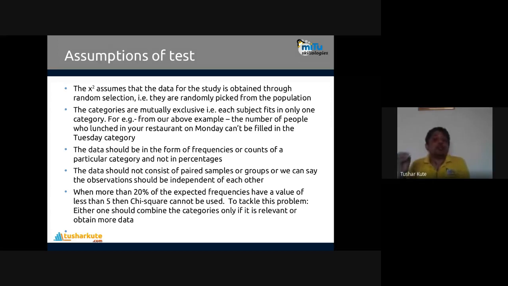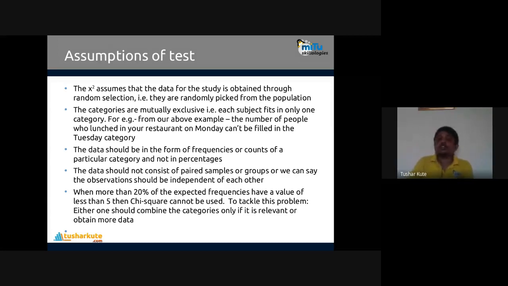The third, the data should be in the form of frequencies or counts of a particular category, not percentages. Correct. It should be frequency: how many elements are there within that category? Not percentages like 100%, 20% here, 25 here, 13 here, 15 here. No, counts are required for the chi-square test.